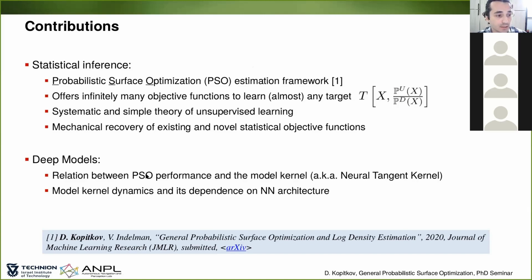In the direction of deep models, I will relate the PSO performance with the model kernel, which is also known as neural tangent kernel, NTK. And I will also analyze the dynamics of this kernel, and how it depends on neural network architecture. So all these topics, I will talk about them today, and I will talk about some very shortly. You can find more details in this paper here.